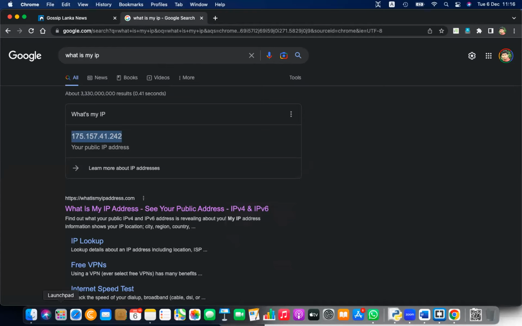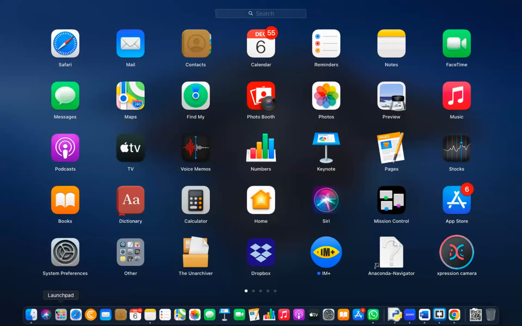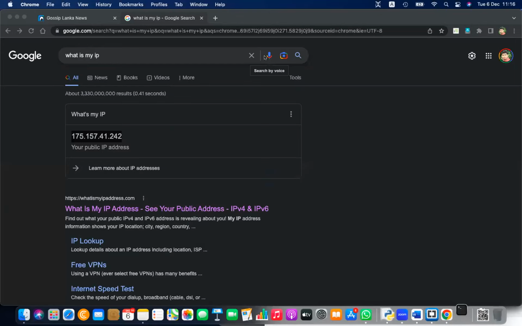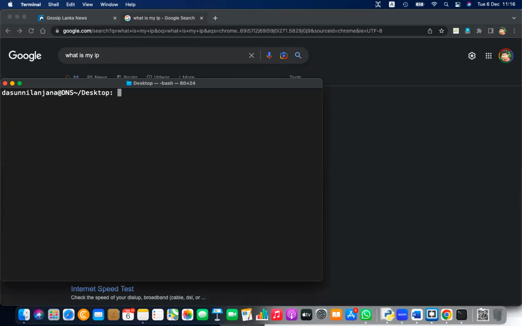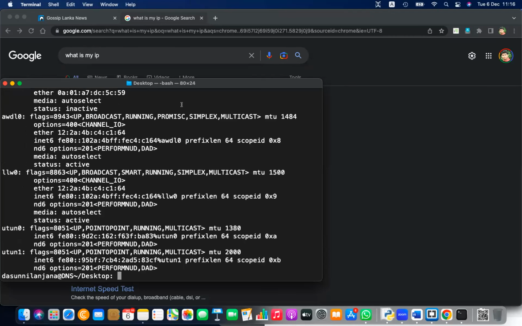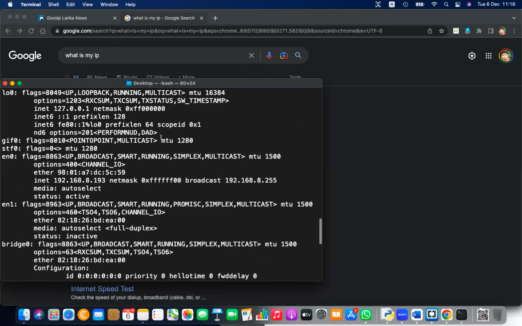Why? Because if I check my local IP using my terminal, I can check the local IP of my computer using the ifconfig command. In Windows it is ipconfig. Remember, in the examination they will ask for the Windows version, that is ipconfig. In Linux and Mac OS, it is ifconfig. Press enter, and you can see my local IP is 192.168.8.193. This is how my local network knows me.